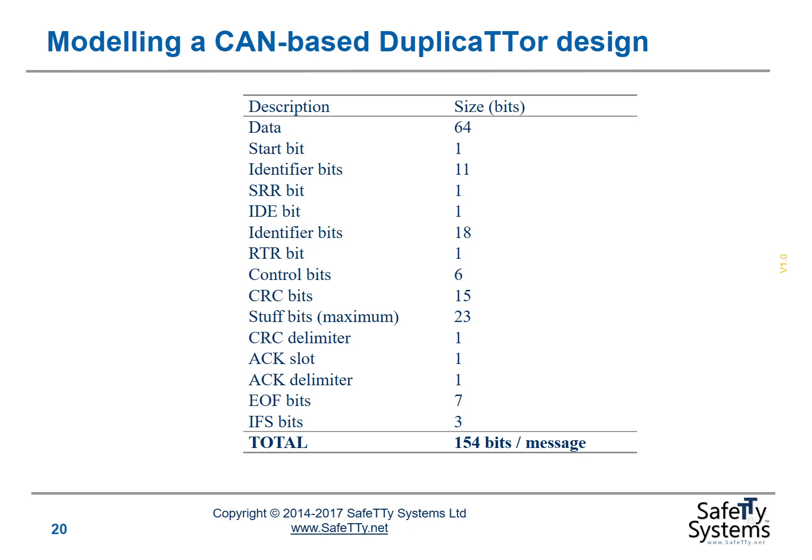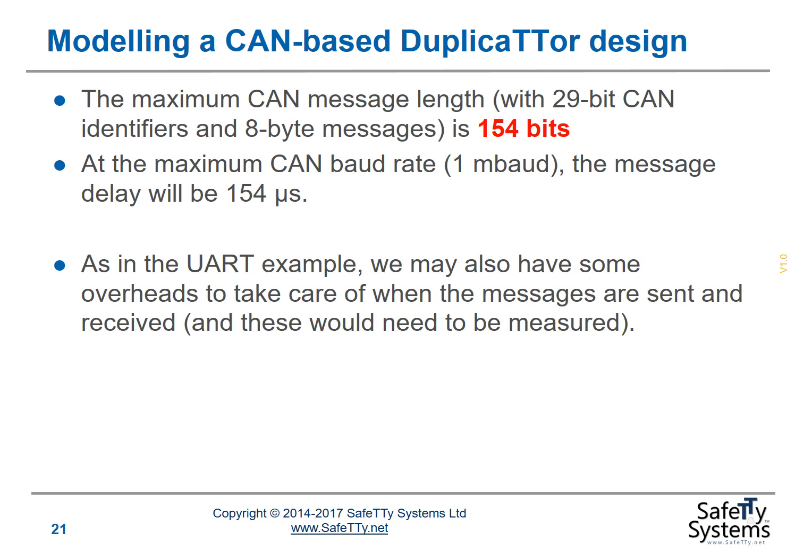So 64 bits of data are being transferred, and that we have 29-bit identifiers that we're using. So you can adapt this as required if your data setup is different. So we're assuming 29-bit identifiers and 8-byte messages are being transmitted. So we've got 154 bits of data to transfer in each message. At the maximum CAN baud rate, 1 megabaud, the message delay will be up to 154 microseconds.